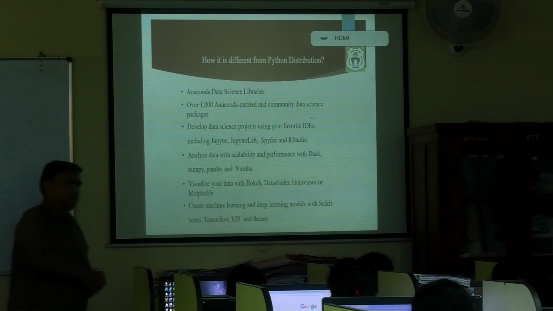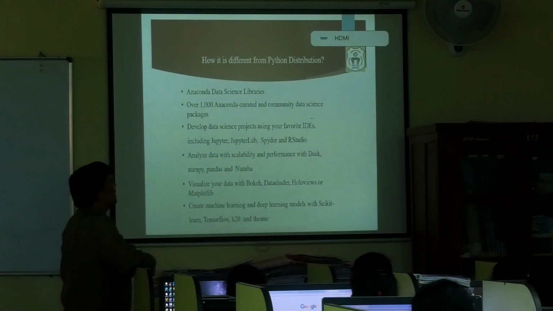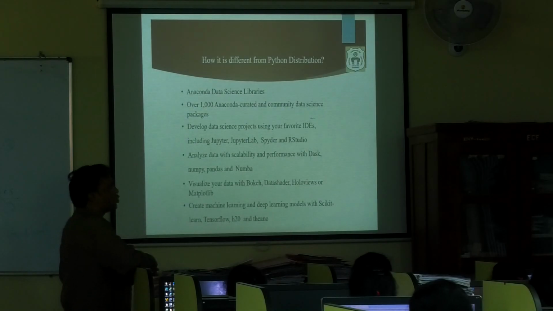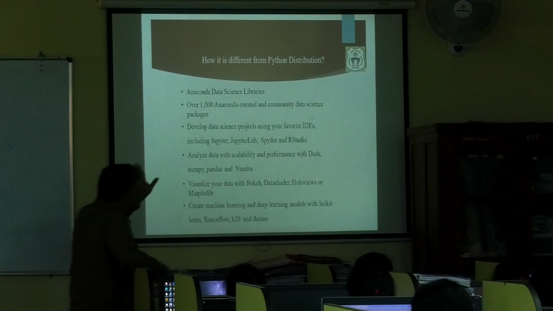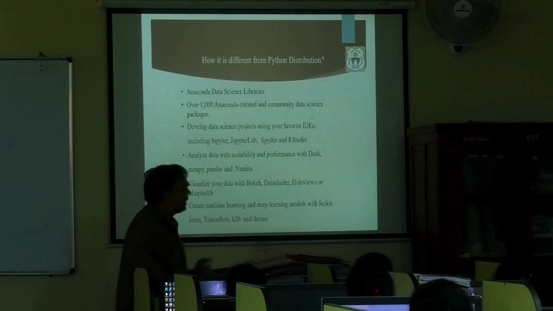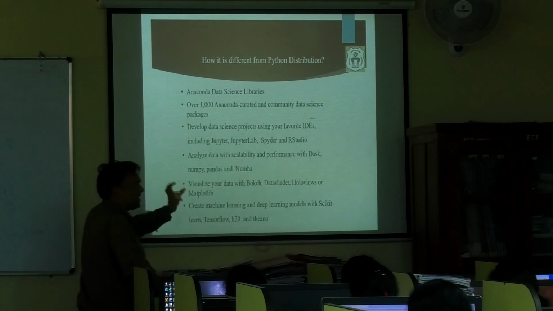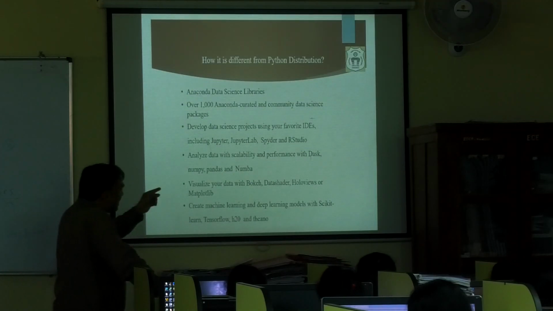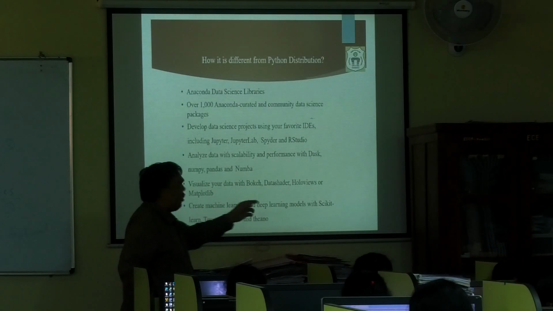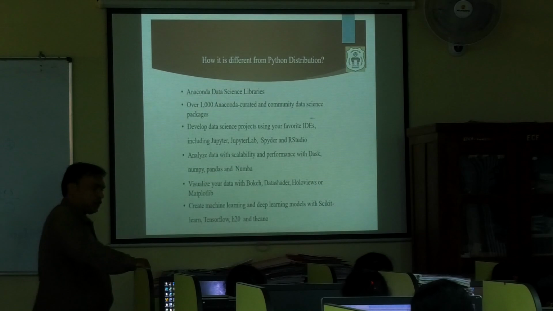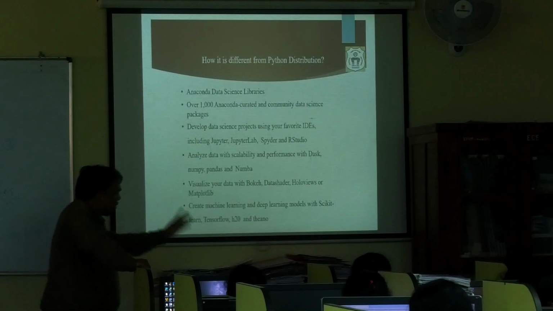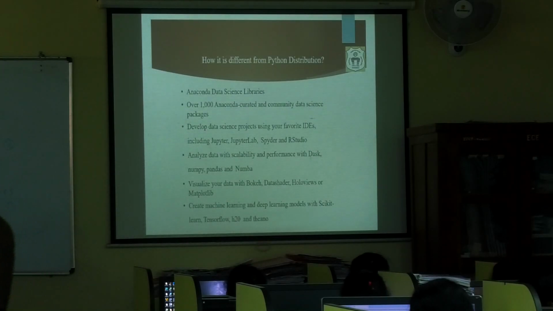How is it different from Python? Overall, Anaconda has data science libraries, 1000 Anaconda-curated community data science packages, and we can develop data science projects using various IDEs. It supports Jupyter, JupyterLab, PyCharm and RStudio. We can analyze the data, see the data and visualize the data with these libraries: NumPy, Pandas, SciPy. We can visualize the data with Bokeh, Datashader or the matplotlib library, so we can see the plots. Finally, we can create machine learning and deep learning models with the scikit-learn library, TensorFlow and H2O or Theano. These are the frameworks and APIs available.